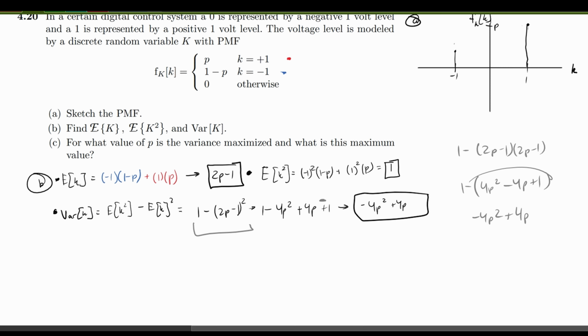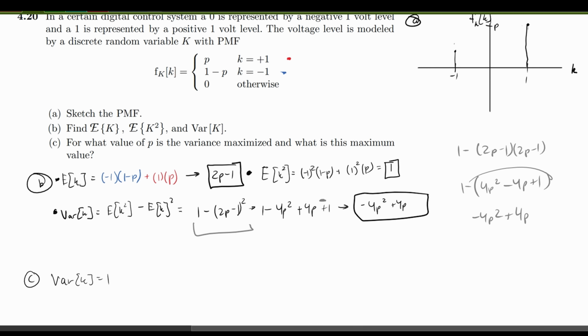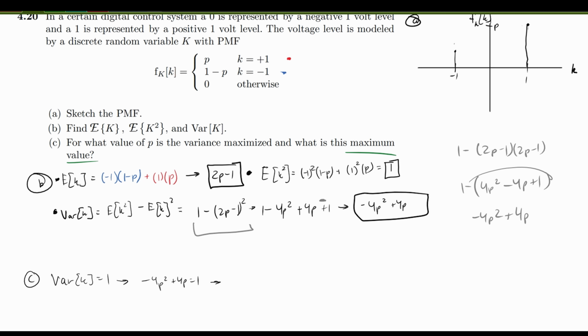For part C, it's asking us for what value of P is the variance maximized, and what is this maximized value? Well, for this one, it's going to be setting our variance of K equal to 1 to find the maximum value. And when we do this, we're going to want to set our negative 4P squared plus 4P equal to 1. And when we do this, we can factor out something. So let's factor out a 4 first. So we'll have 4P factored out. This is just going to leave us with a negative P plus 1.